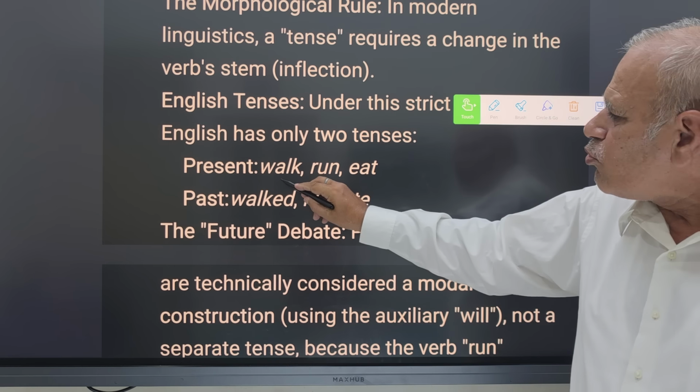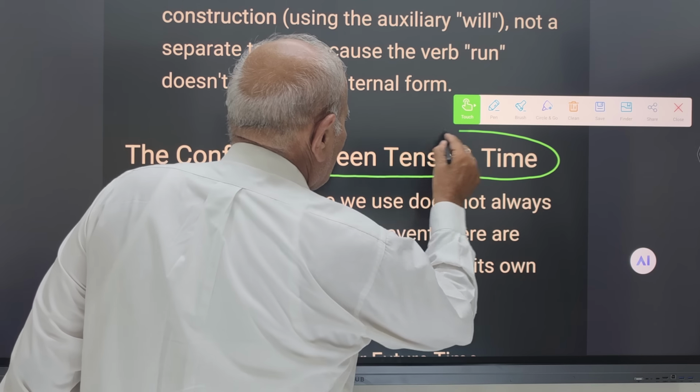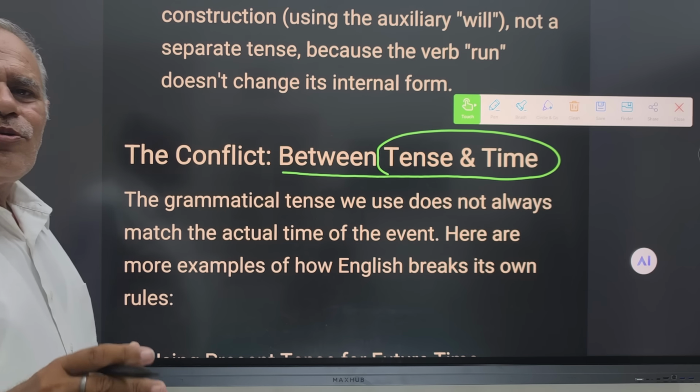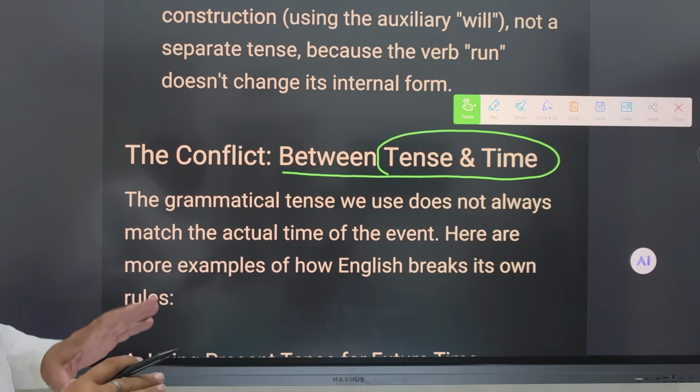What is the conflict between tense and time? Time I have already told you by drawing a number line. Now I am going to talk about the conflict. The grammar tense we use does not always match the actual time. This is the main thing.